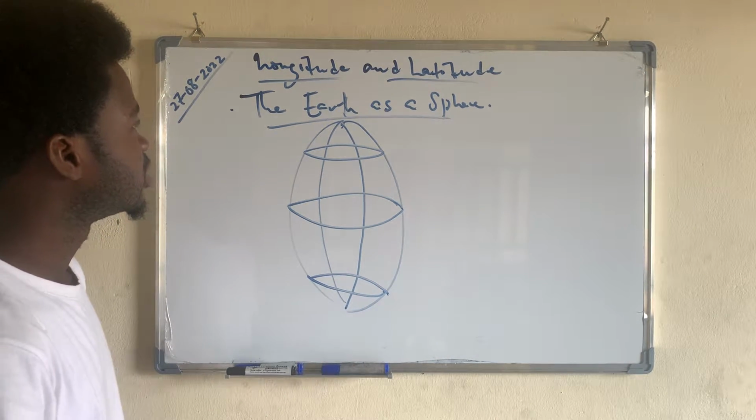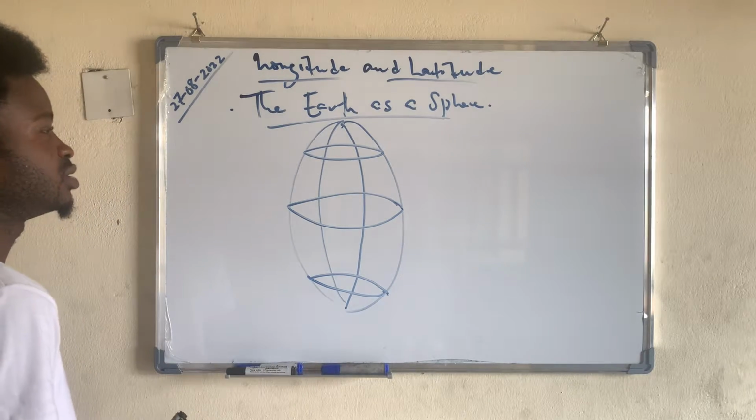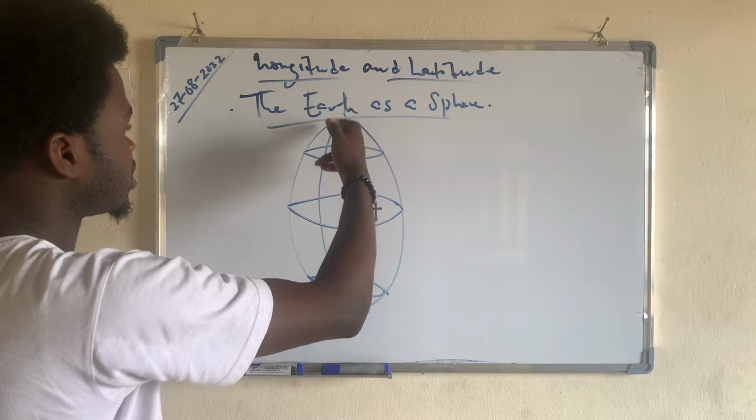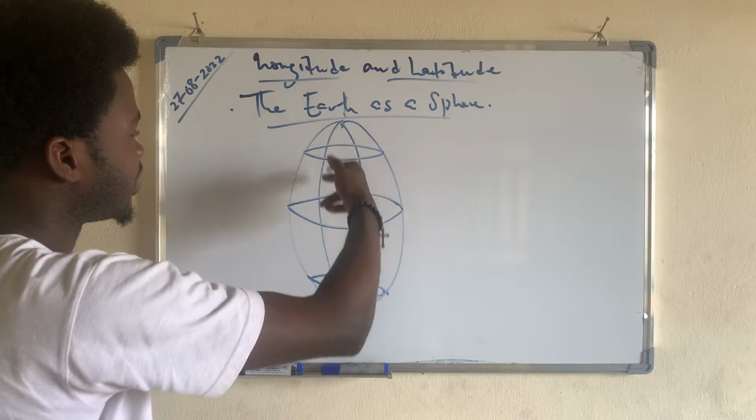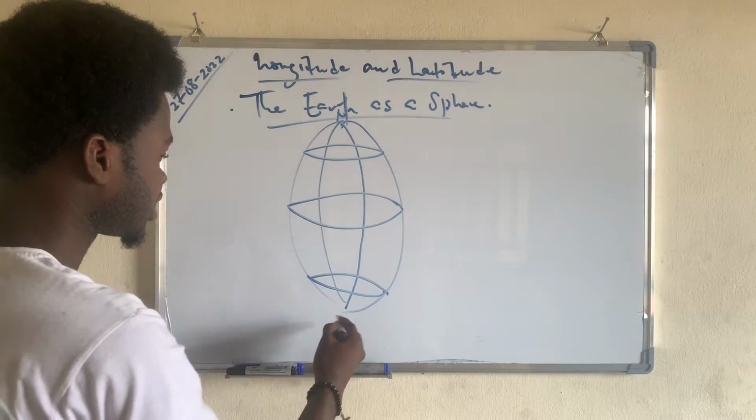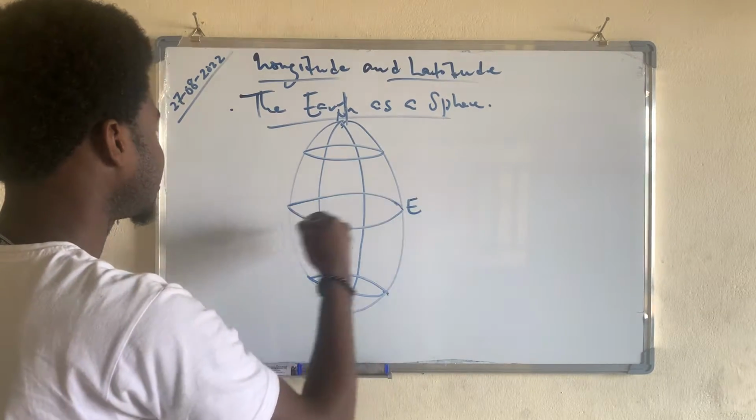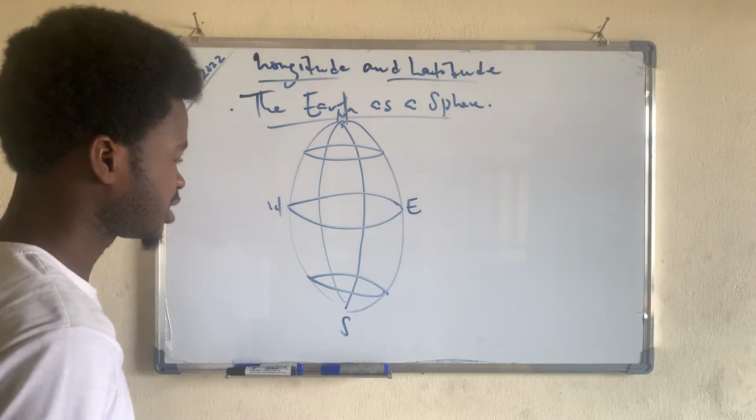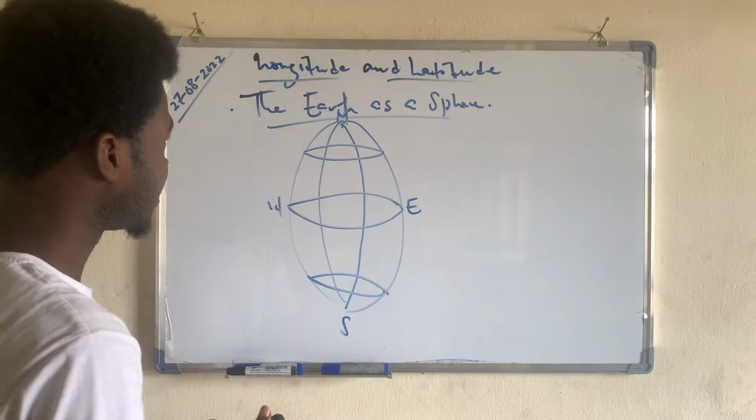And we have what we call the longitudes as well. So our longitudes are imaginary lines drawn from the North Pole. So I have to label this as north, south, east, and west. Imaginary lines drawn from the North Pole to the south. All these will take their definitions.